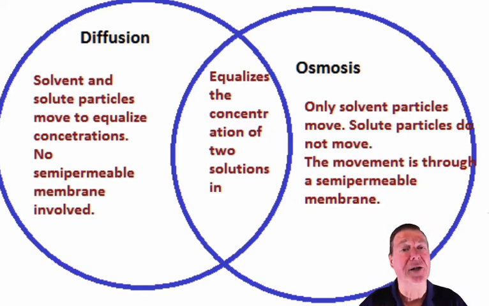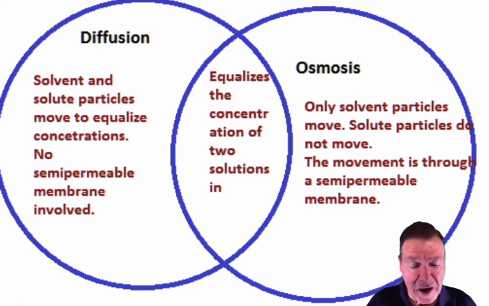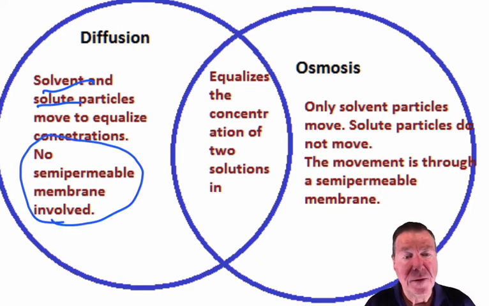It's going from a high concentration and evaporating, and it will continue to spread out until it fills whatever area it's in, all right? And so we're talking about the solvent and solute particles moving, and there's no semi-permeable membrane.